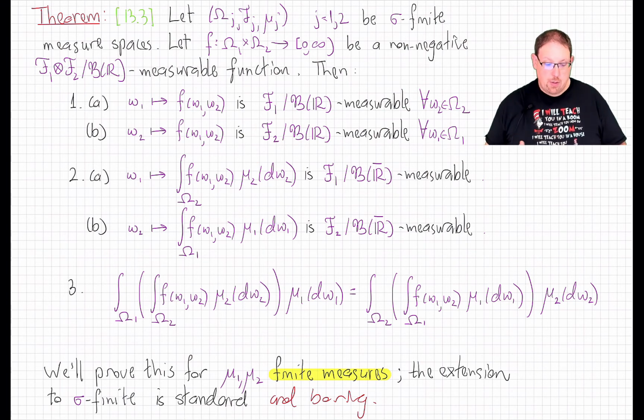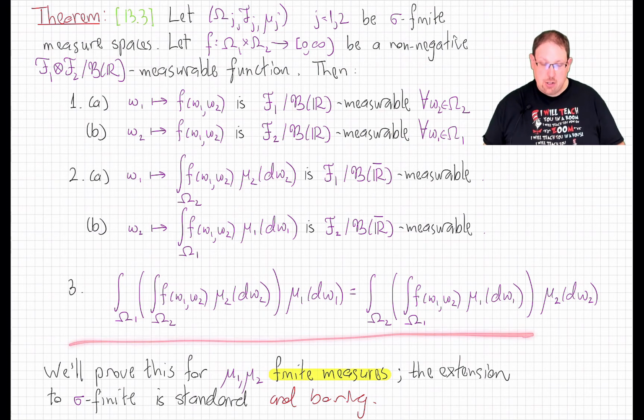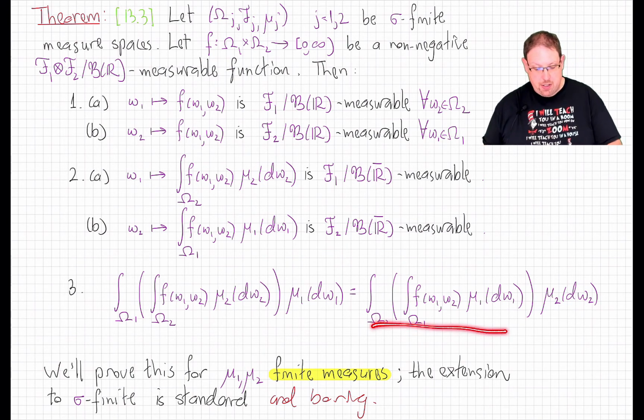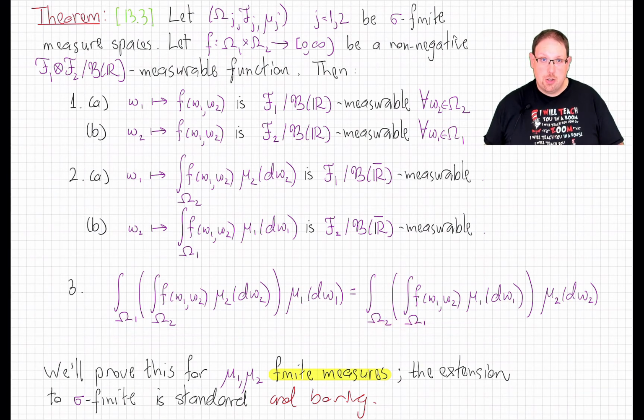Great, so now what? We know that all functions that are non-negative and measurable with respect to the product sigma field can be integrated in this iterated fashion. Well, that's what we wanted to do. We wanted to develop an iterated integral and show that the order of integration doesn't matter in order to define product measure. And so that's where we are now.